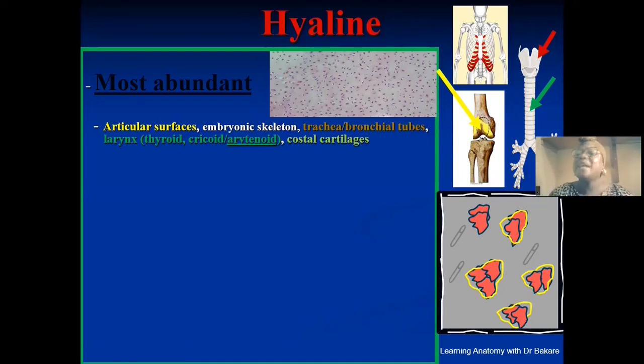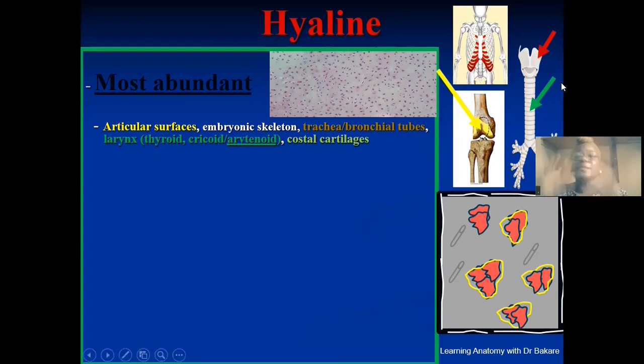Behind, we have the arytenoid. This arytenoid has hyaline deposits and also elastic deposits. So it is not solely a hyaline type of cartilage. It is made up of hyaline cartilage and also elastic cartilage. When we get to elastic cartilage, we will also be highlighting the arytenoid cartilage.